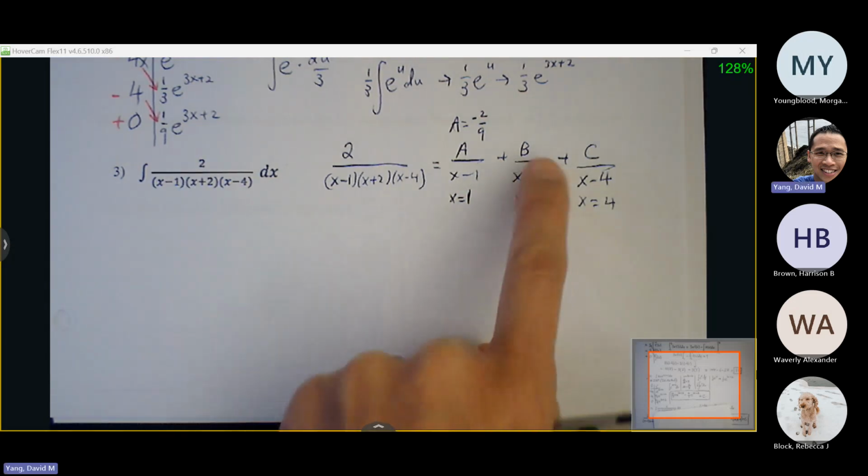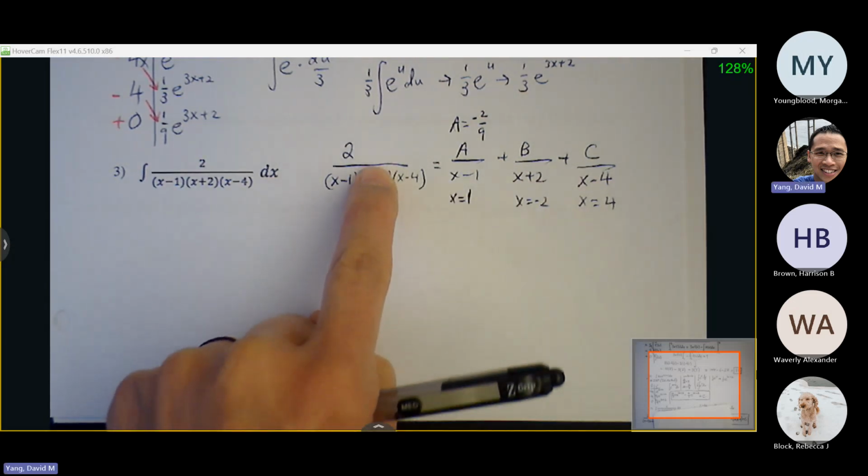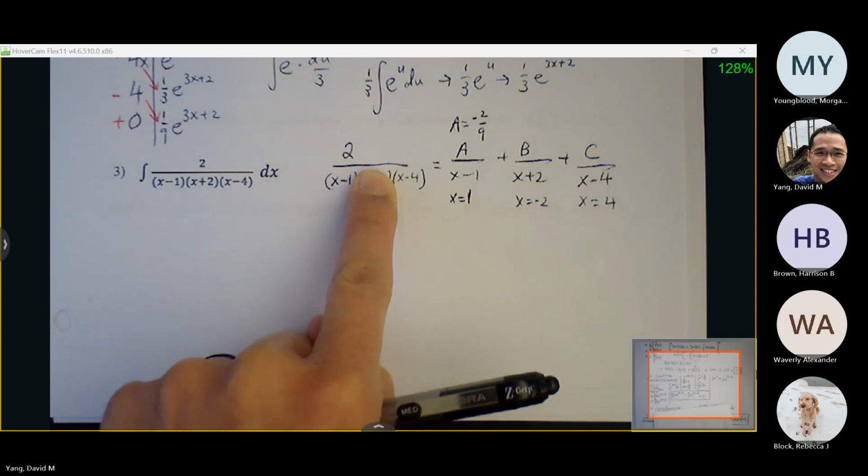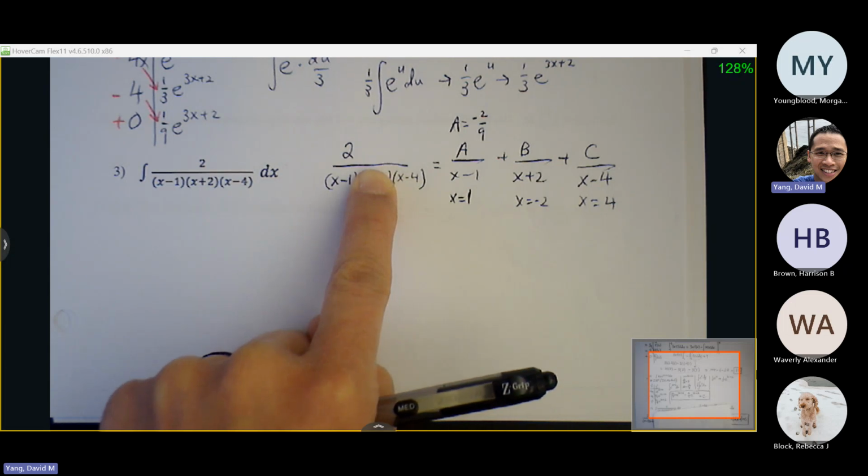To solve for B, I'm going to cover up the x plus 2 and then replace all the x's with negative 2. So negative 2 minus 1 is negative 3. Negative 2 minus 4 is negative 6. 3 times 6 is 18. 2 over 18 is 1 over 9.